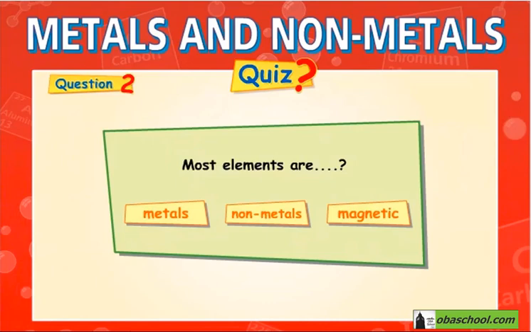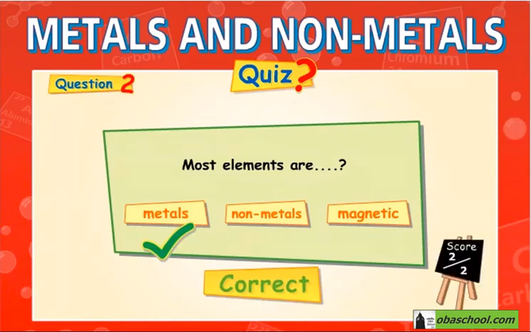Most elements are metals, nonmetals, or magnetic? Remember the periodic table and the shades of metals and nonmetals. Most elements are metals and they are located to the left side of the periodic table. Nonmetals are much less in number than metals.